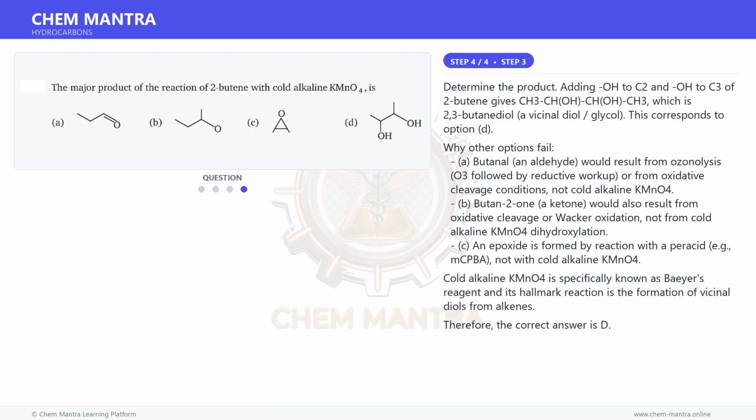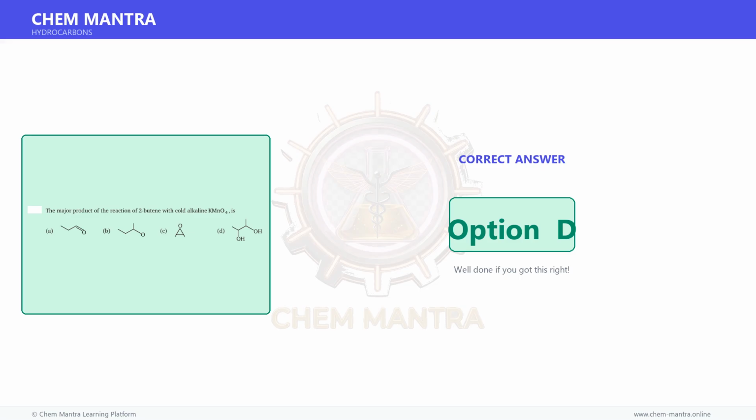C. An epoxide is formed by reaction with a peracid, for example, mCPBA, not with cold alkaline KMnO4. Cold alkaline KMnO4 is specifically known as Bayer's reagent and its hallmark reaction is the formation of vicinal diols from alkenes. Therefore, the correct answer is D. Therefore, the correct answer is option D.